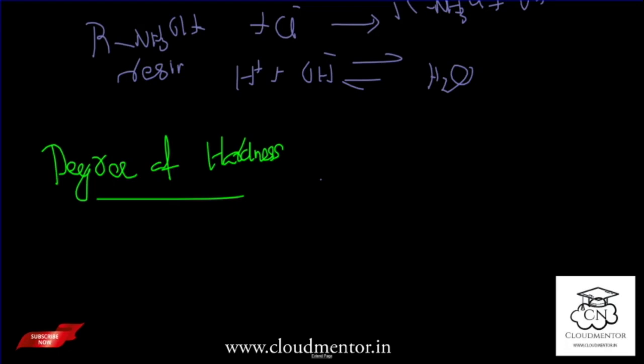Let's move to the question. 1 liter of a water sample contains 1 milligram of calcium chloride and 1 milligram of magnesium chloride. The total hardness in terms of parts of calcium carbonate per 10^6 parts of water by mass is asked. So to find the answer, we need to calculate the amount of CaCO3 formed from 1 milligram of CaCl2 and from 1 milligram of MgCl2.